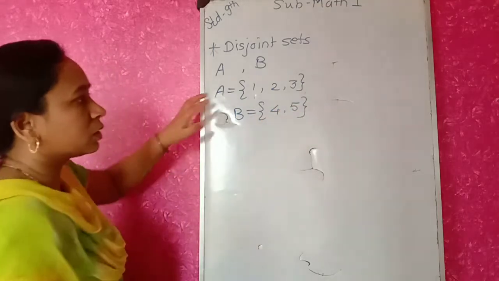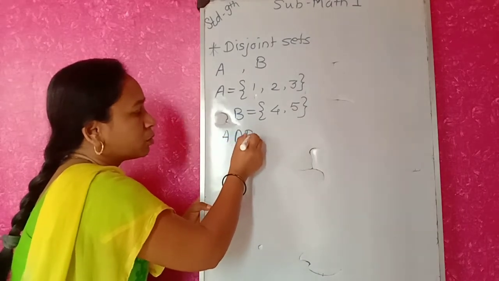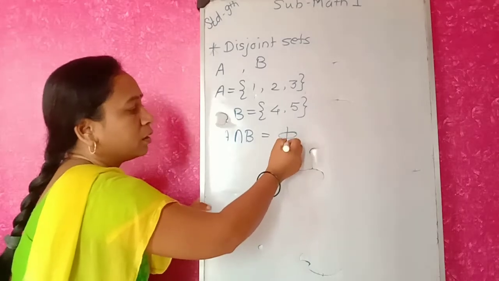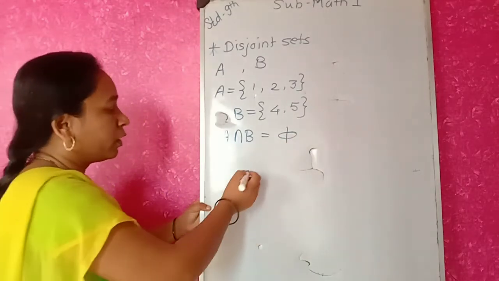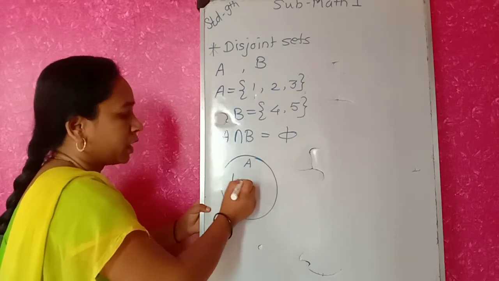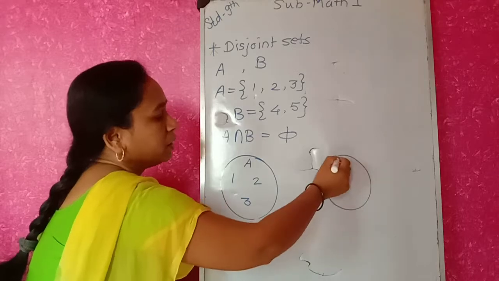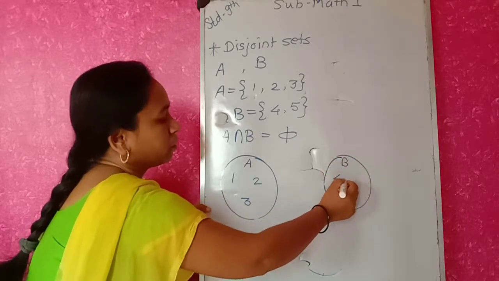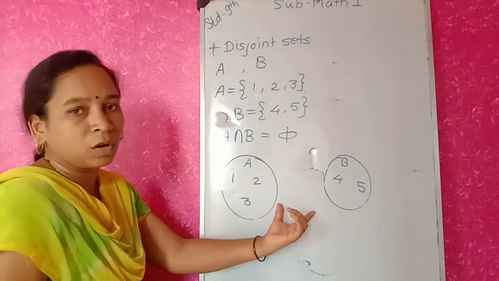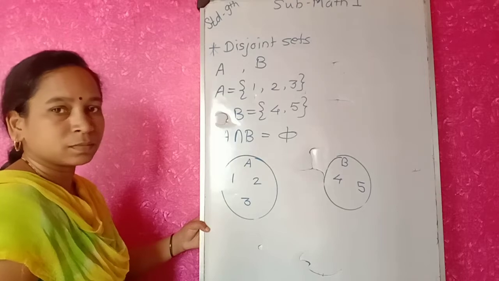So if you observe, these are two different sets. So here A intersection B, if I take the common elements, I will get the null set, that means φ. And using the Venn diagram, this is set A which has the elements 1, 2, 3 and here is set B which has the elements 4 and 5. They don't have any relation, they don't have a single common element. So these are called disjoint sets.